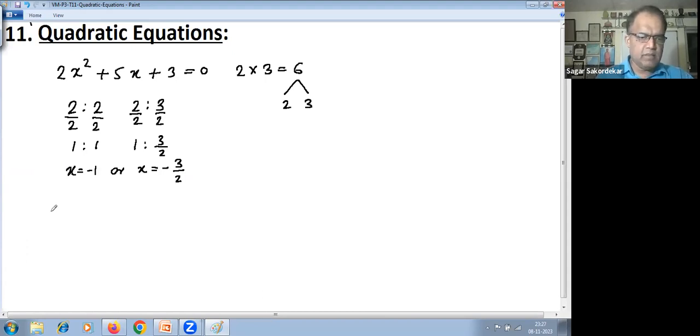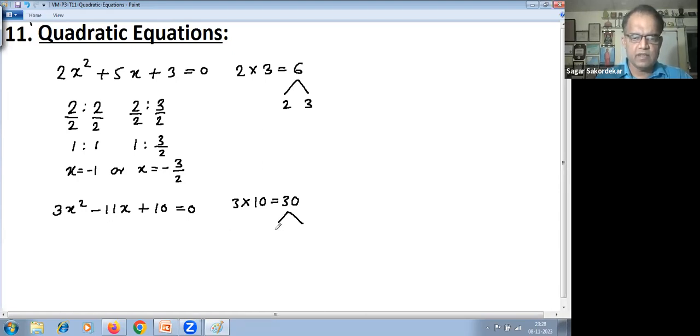Let's take the next example. 3x square minus 11x plus 10 equal to 0. Coefficient of x square is 3. Constant here is 10. So we get 30. Now for 30, you have to find factors such that sum of the factors equal to minus 11. So first let's consider 11, and 11 you will get only with 5 and 6. Any other factors you will not get 11.